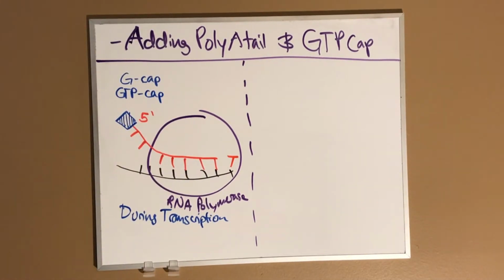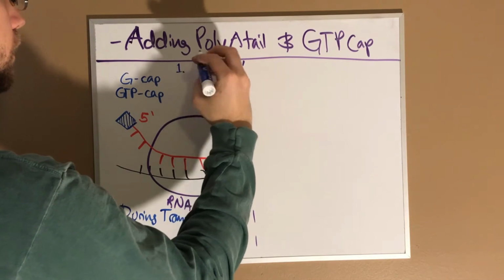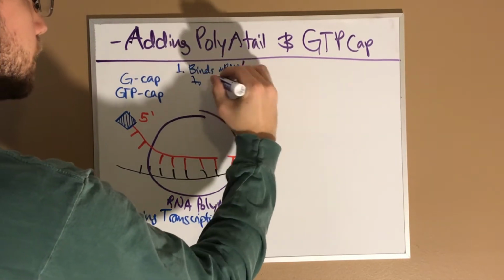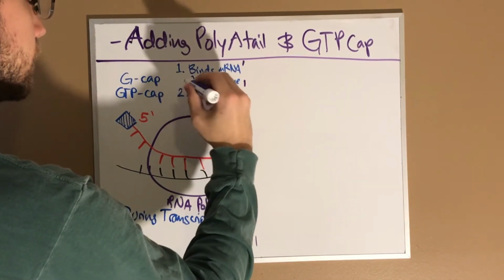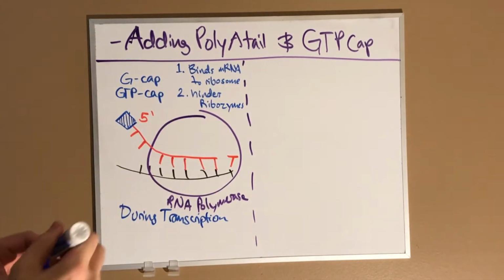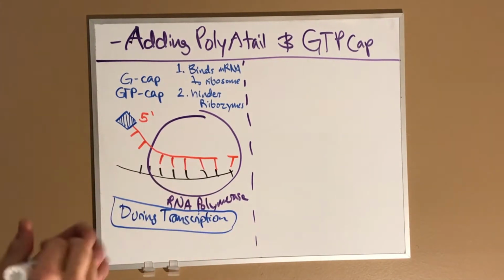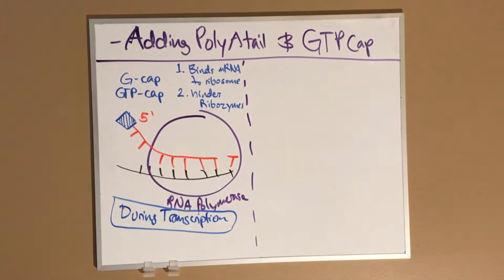This is also called the G cap or the GTP cap because this cap is made up of a guanosine triphosphate molecule. This has a variety of functions. It, 1, can help bind the mRNA to the ribosome for translation, and it also can be a signaling molecule that keeps ribozymes, which are enzymes that digest RNA, from digesting the mRNA once it exits the nucleus.